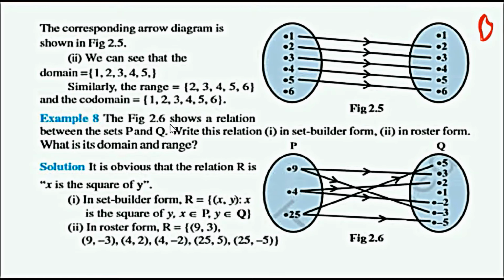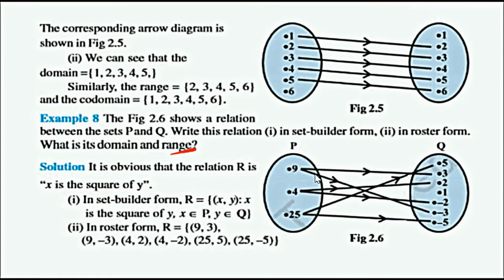Let us take one more example. This is your figure. This figure shows a certain relationship between P and Q. You need to write the relationship in set builder or roster form, and you also need to tell the domain and range. So let us see how.